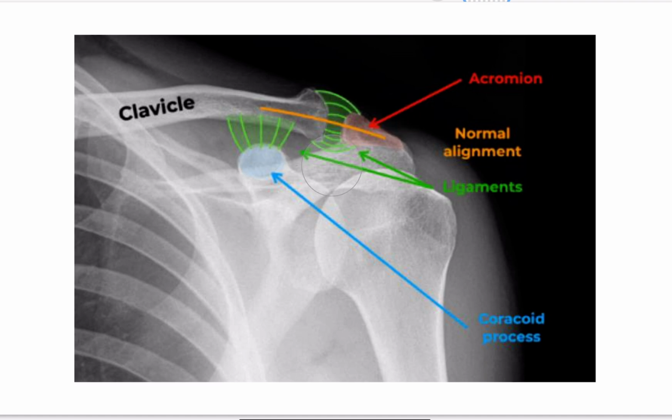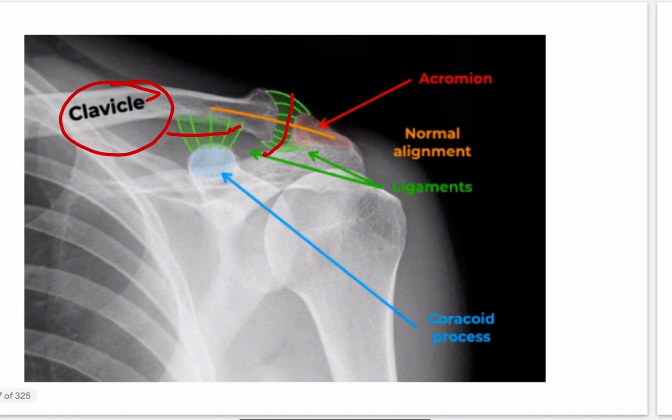For the clavicle to become prominent, this portion of the clavicle must be detached from the upper part of the scapula or the lower part of the clavicle. So these ligaments have to be cut for the clavicle to become prominent. So there is a chance of tearing of these ligaments. Otherwise this clavicle prominence will not be possible.